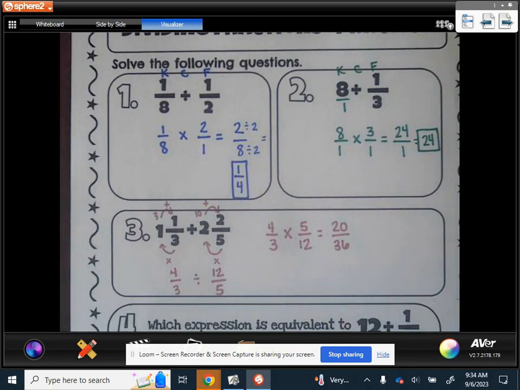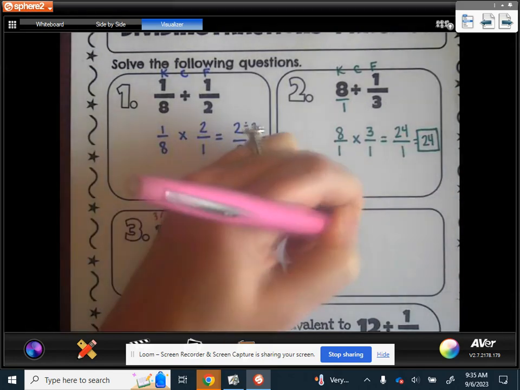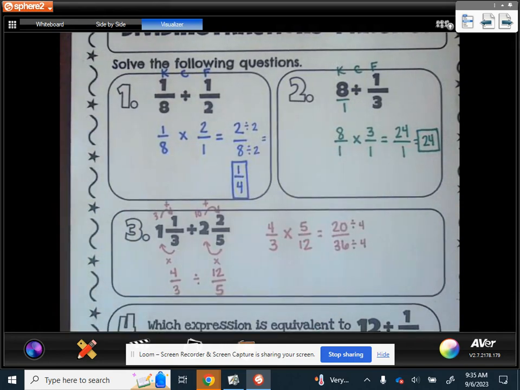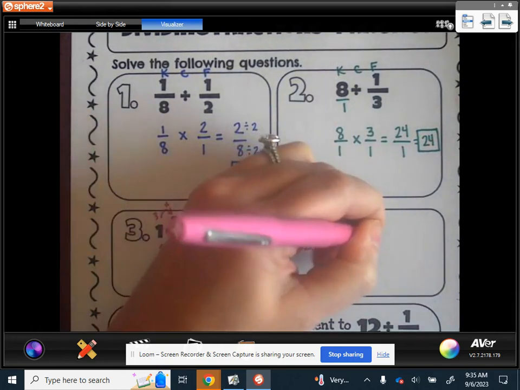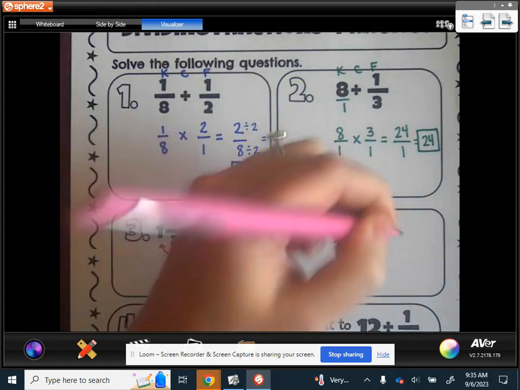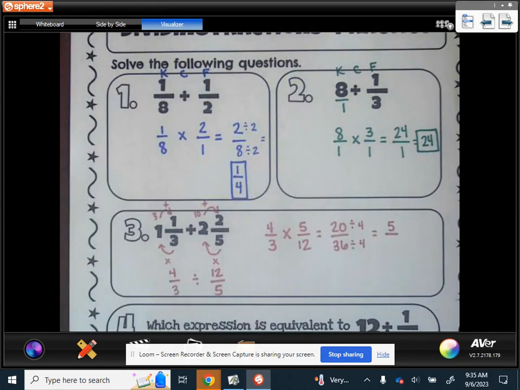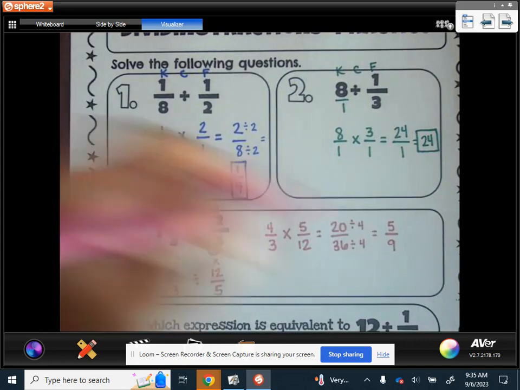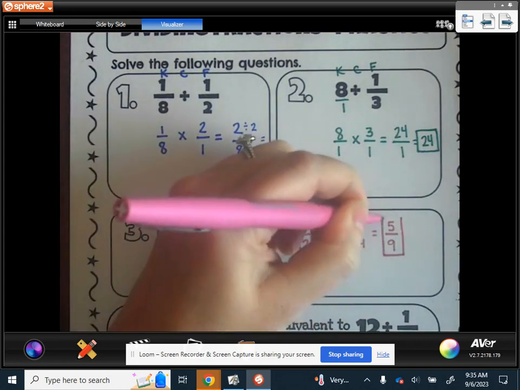We do need to simplify here because we have even numbers, so we know we can divide by 2. We could also divide by something bigger though. So I noticed that 4 is a factor of both of those. So I can divide both of them by 4. 4 goes into 20 5 times, and 4 goes into 36 9 times. And so our answer is 5/9.